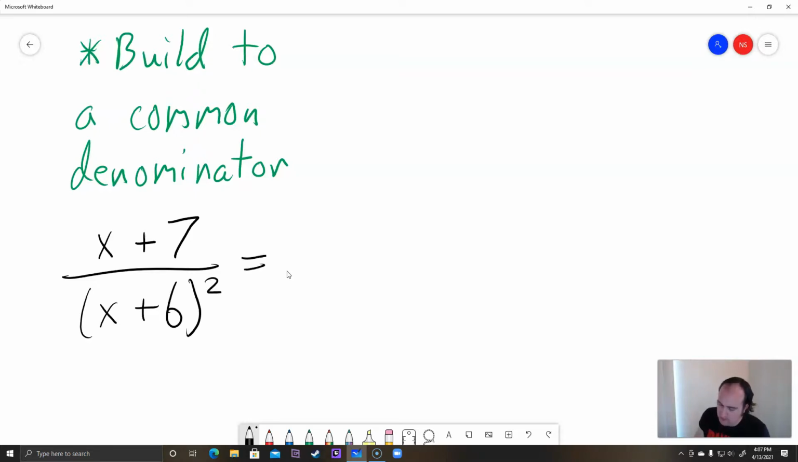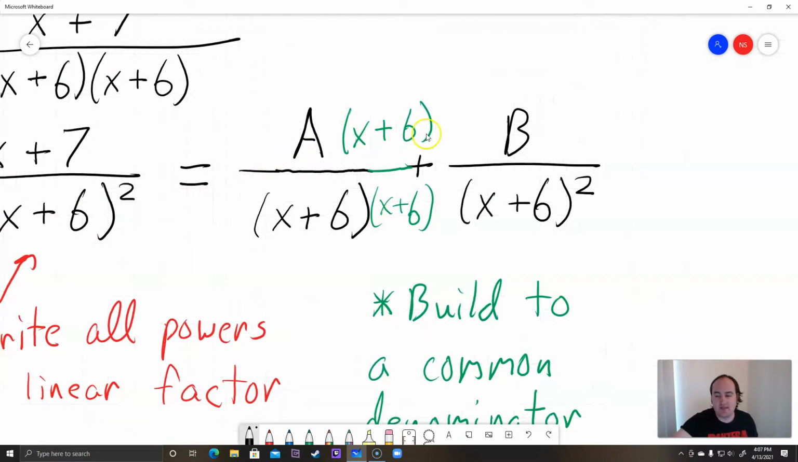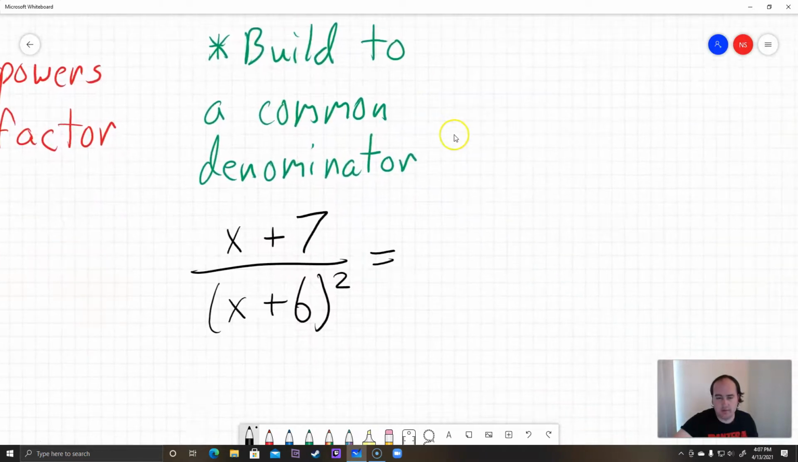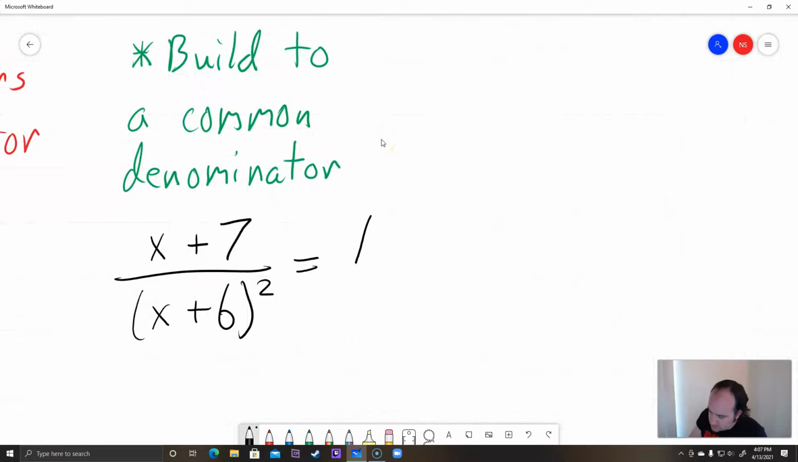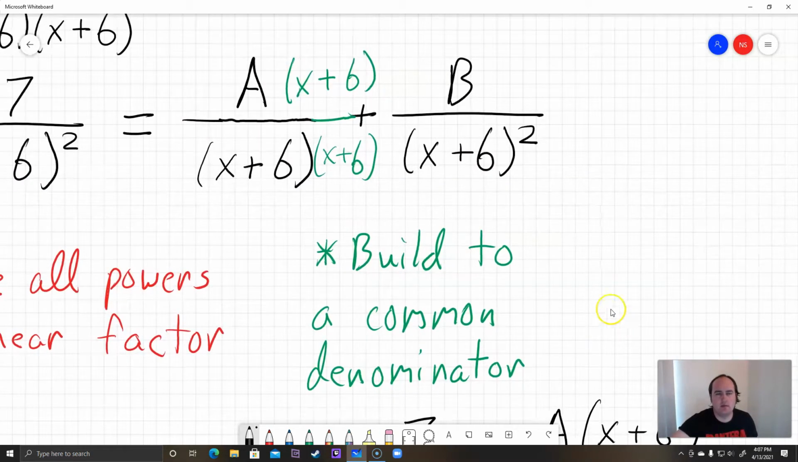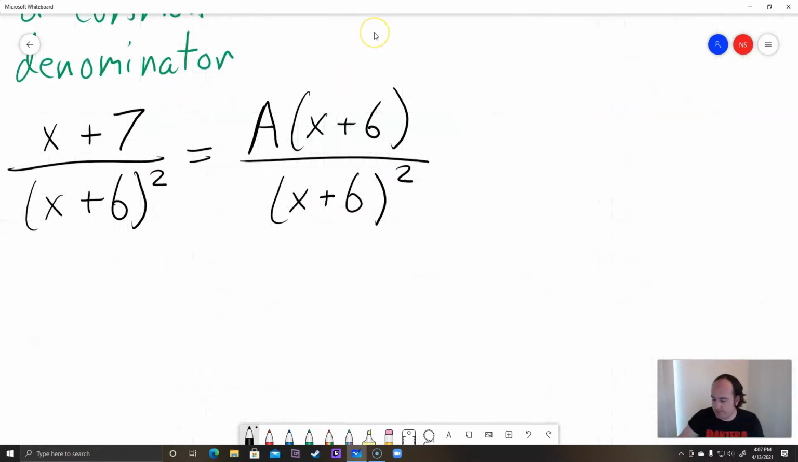Okay, so x plus 7 over the quantity x plus 6 quantity squared equals, and then on the right side, now we're going to have a times x plus 6 over x plus 6 quantity squared. And then we still have b over x plus 6 quantity squared on the right side. So we have plus b over x plus 6 quantity squared.